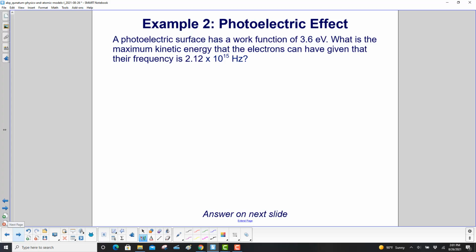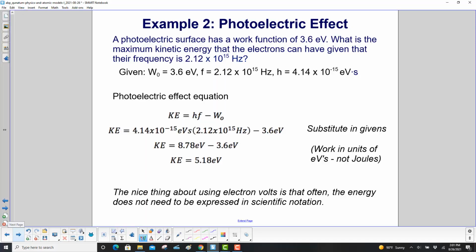A photoelectric surface has a work function of 3.6 electron volts. What is the maximum kinetic energy that the electrons can have given that their frequency is 2.12 times 10 to the 15th hertz? We list our givens, and this time what's different? We're using Planck's constant in eV seconds, or electron volt seconds.